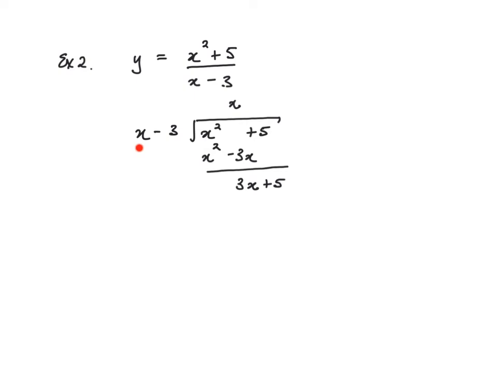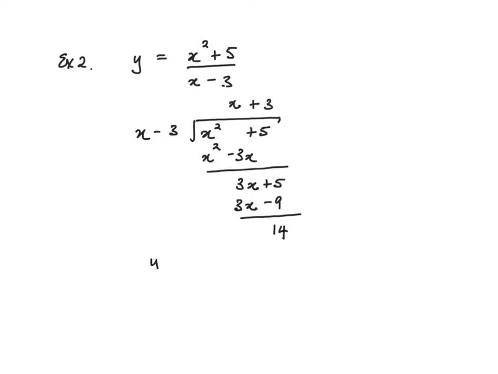Now, we have to continue this. Here we have x to the power of 1. Here we have another x to the power of 1. So we must carry out the division again. What do I multiply this x by to get 3x? I multiply by 3. 3 times x is 3x. 3 times minus 3 is minus 9. Subtract. 3x take away 3x is 0. 5 minus minus 9 is 14.